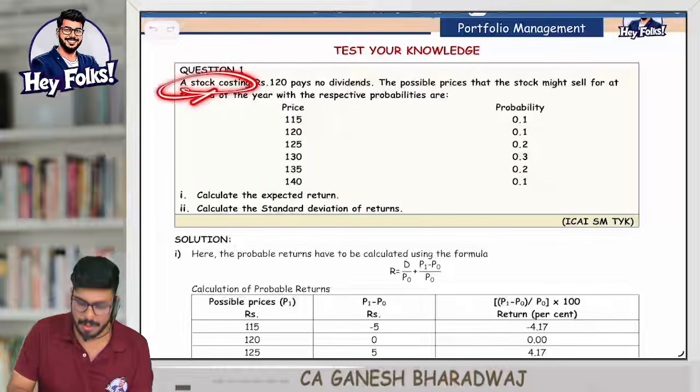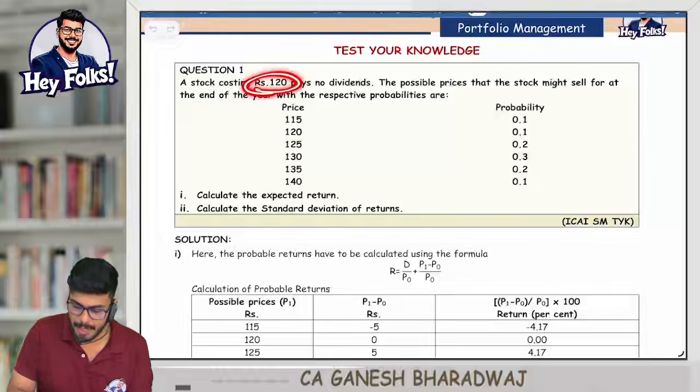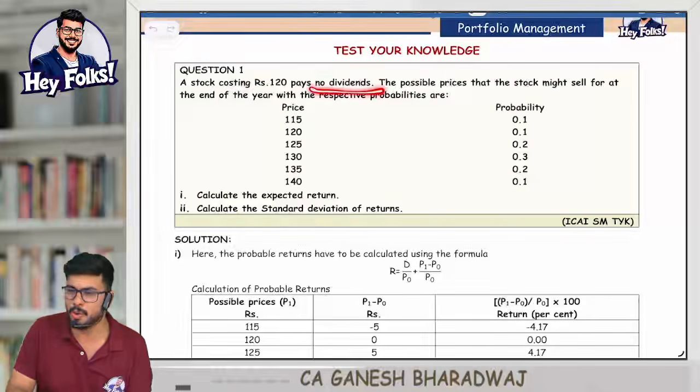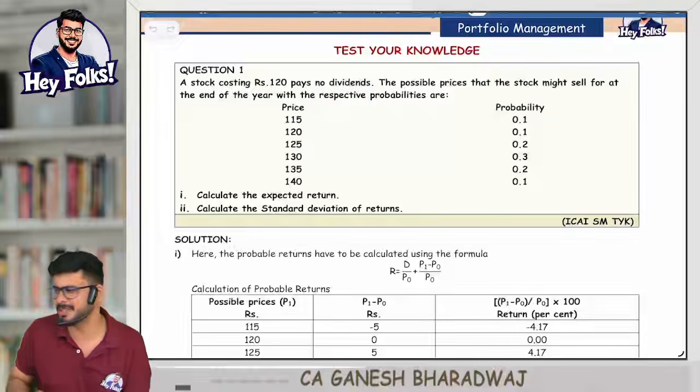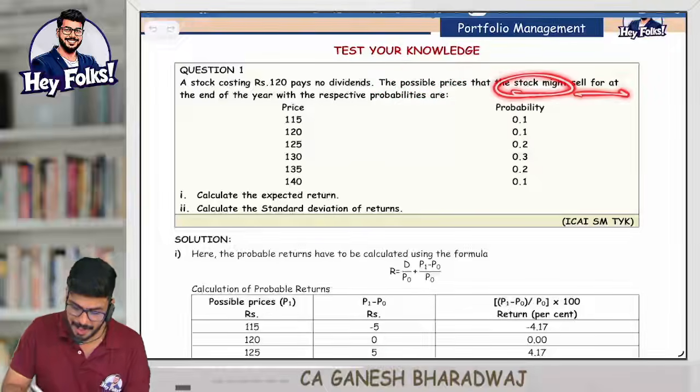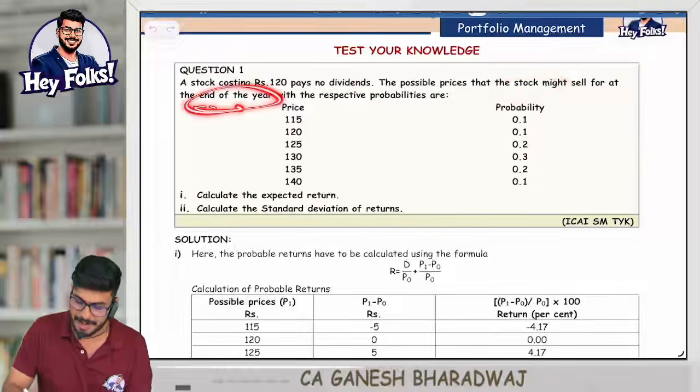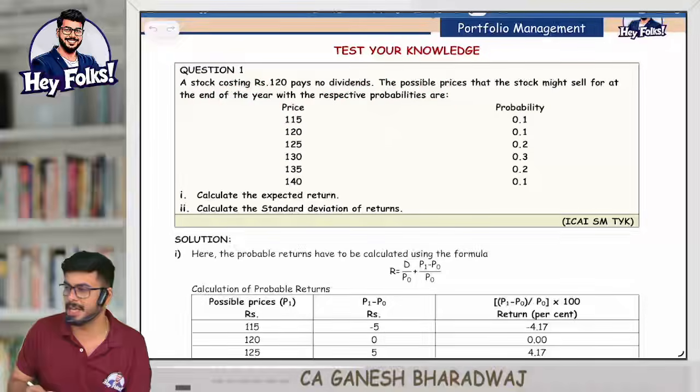A stock costing 120 pays no dividend. Now wait, what does it mean? Which means the entire return is only your capital appreciation. D is 0. That's all about it. Here, the possible prices that the stock might sell for at the end of the year with respective probabilities are given as below.